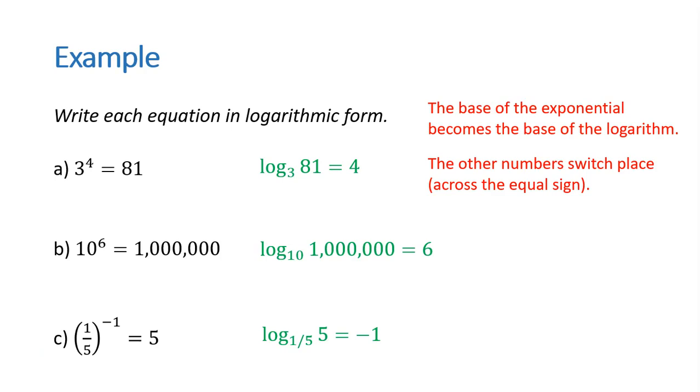So regardless of which direction we're converting, the most important part initially is to identify the base. For an exponential, the base is the big number. For a logarithm, the base is the subscript that's right next to the logarithm. Then we fix our equal sign, and the other two numbers remaining in our problem switch from left to right or from right to left.